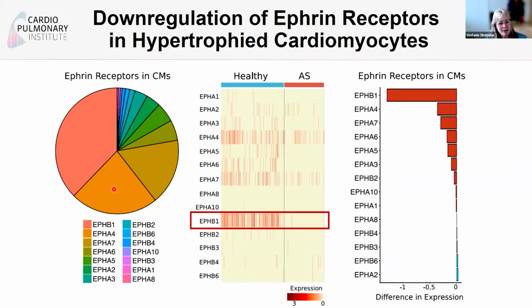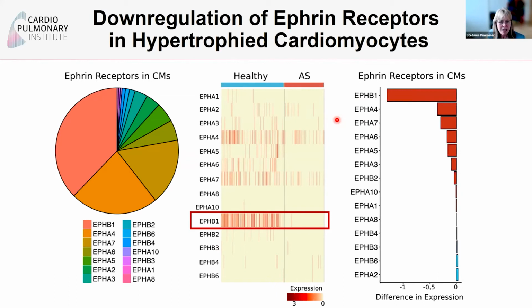And you can appreciate here, this is EFNB1, this is Ephrin-A4. These are the highest expressed Ephrin receptors in the cardiomyocytes. And if you zoom in here, the Ephrin-B1 receptor, each line represents one cell. Red means high expression. White means no expression. And you can appreciate in the healthy heart a very high expression in cardiomyocytes, in the stenotic heart a low expression. And this is a profound downregulation of Ephrin-B1, but also Ephrin-A4 and some other Ephrin receptors in cardiomyocytes in these diseased hearts.